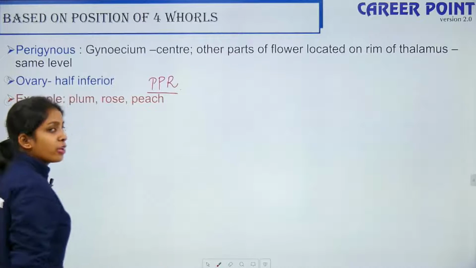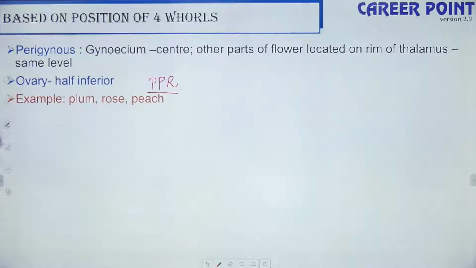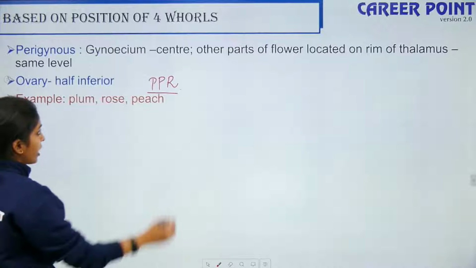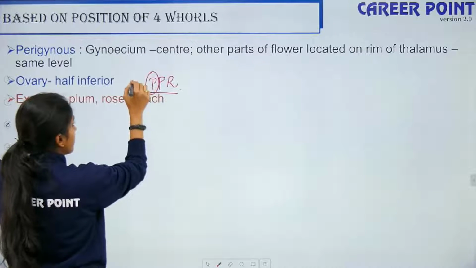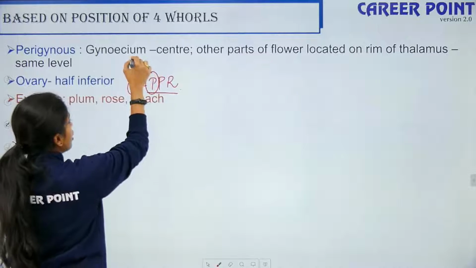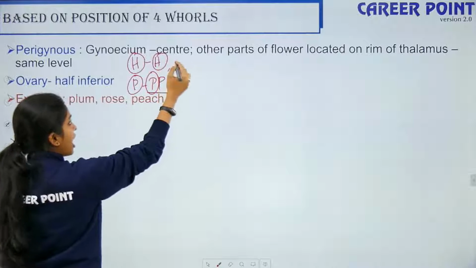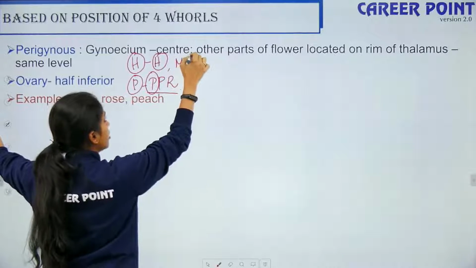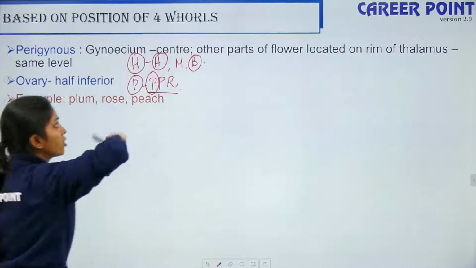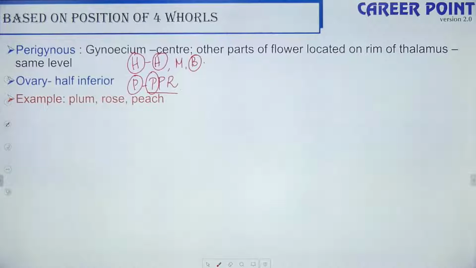You have your KKR in IPL, right? Kolkata Knight Riders. So remember PPR. You can make any abbreviation. Plum, rose, peach is your perigynous. Since the examples start with P, this is perigynous. Remember hypogynous, remember hibiscus. If you remember hibiscus, you will remember mustard, and I told you to make brinjal curry. So remember this HMB, anything you like.